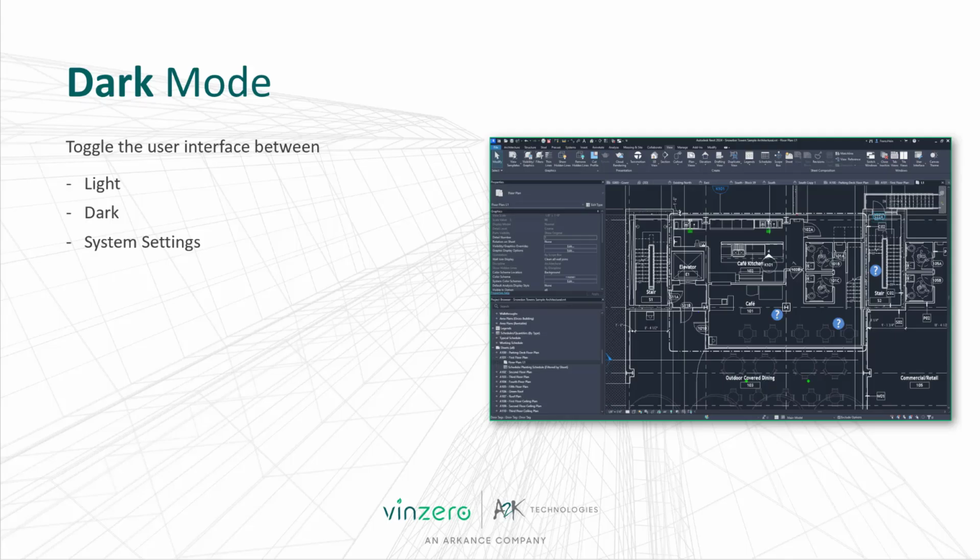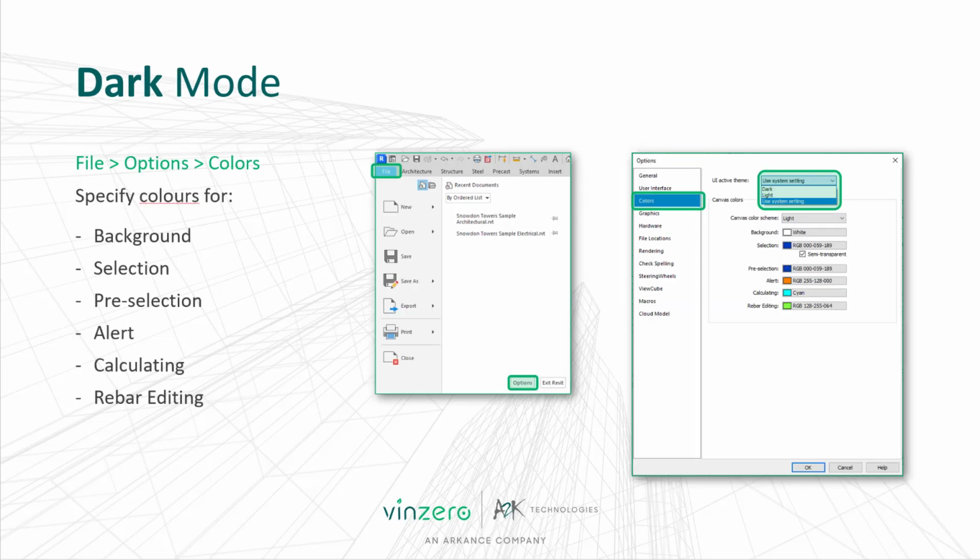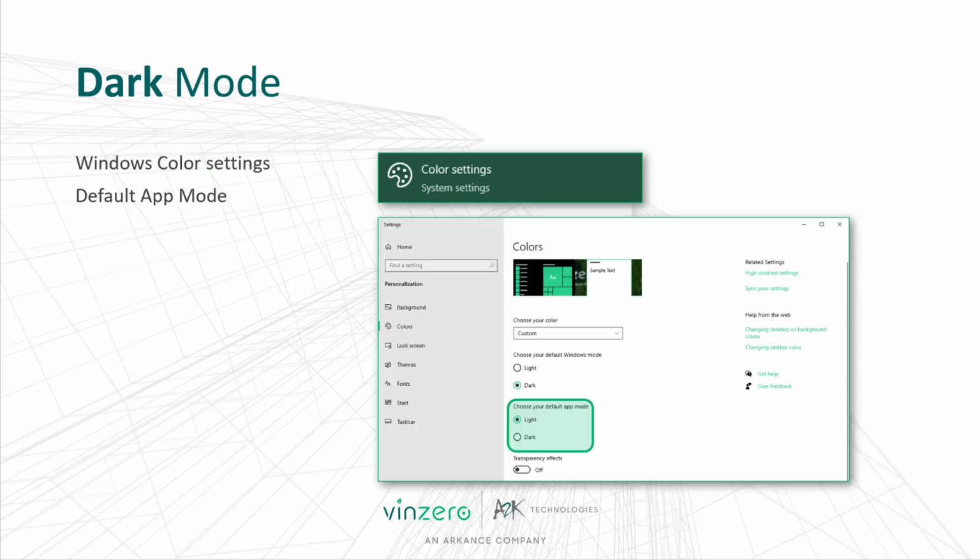Starting with the user interface, the first feature that users will be keen to try is dark mode. With dark mode, you can toggle the user interface between light and dark or to follow the system settings. To access the UI color state, you go to File, Options, Colors. There you'll be able to specify the colors for background, selection, pre-selection, alert, calculation, as well as rebar editing. And of course, whether your UI is light or dark relies on the Windows system settings.